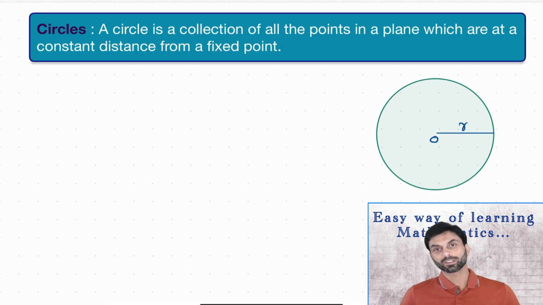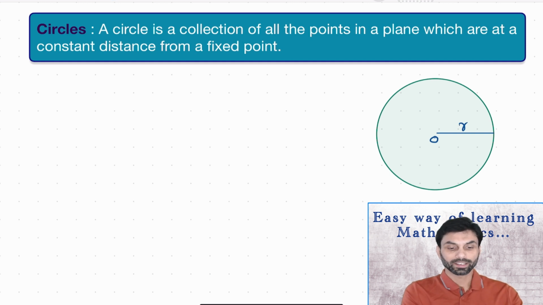the definition of the circle first of all. So what is a circle? A circle is a collection of all the points in a plane which are at a constant distance from a fixed point. Here, the fixed point is called the center of the circle and the constant distance is known as the radius of the circle.